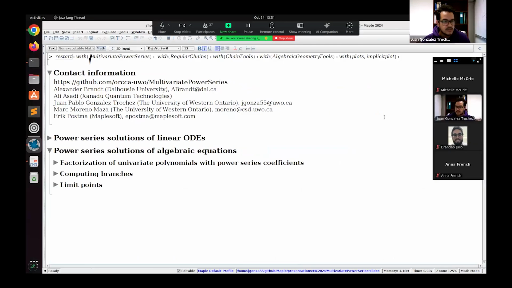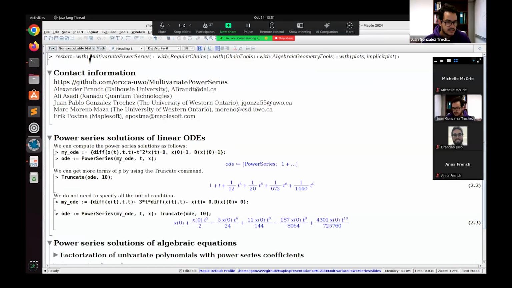Now, if I go to my worksheet, as a first example, we can consider this linear ODE of degree 2, where we have all the necessary initial conditions. We can call the multivariate power series package command PowerSeries with this information together with the independent and dependent variables, and we get a power series object back. We're able to compute the terms of this power series object up to a given degree using the truncate command, as we can see here.